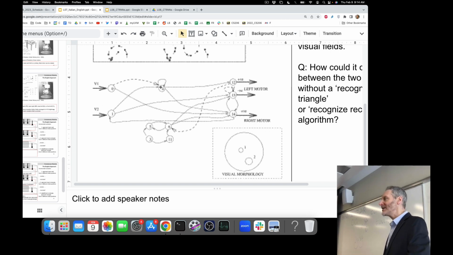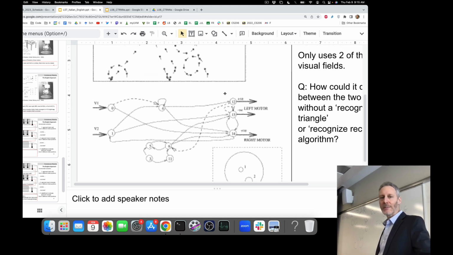The solid lines are excitatory connections. So evolution has set the signs of these synapses to positive. The dashed lines are inhibitory connections. Evolution has set the signs of these 1, 2, 3 synapses to negative values. And the magnitudes are whatever the magnitudes are.